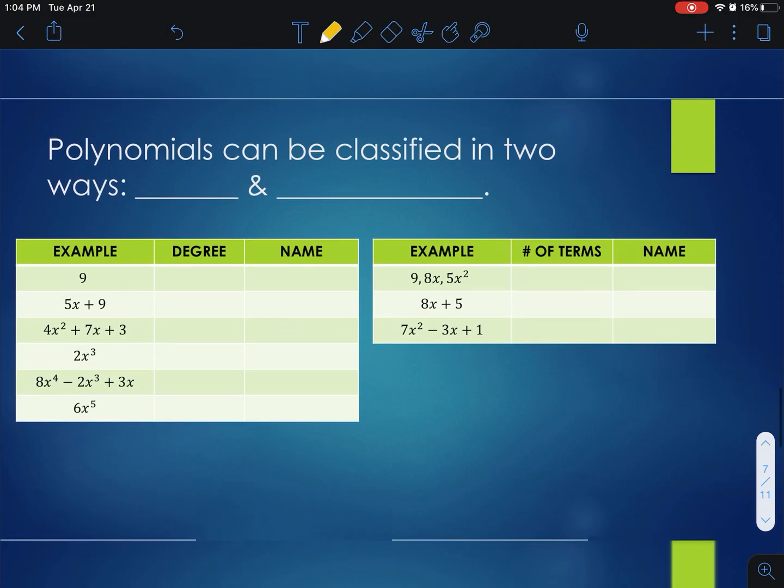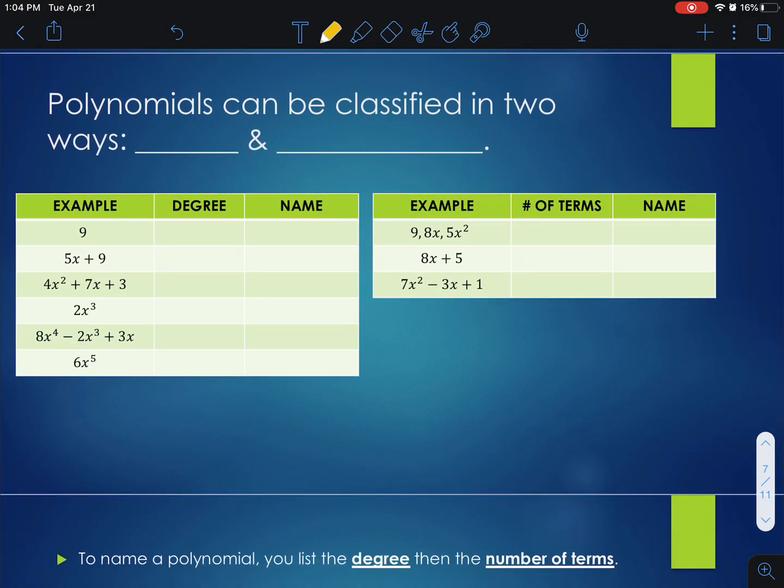So now let's get to where we're talking about classifying. So polynomials can be classified in two ways, and that is by degree and number of terms. So let's talk about degree first.